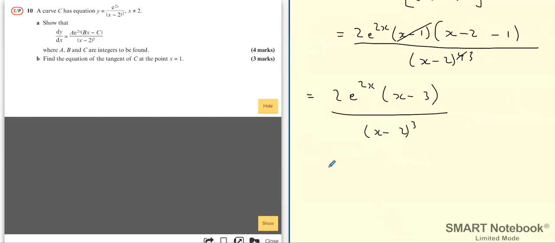So a is the coefficient of e to the 2x, so I'm saying a equals 2. b is the coefficient of x, which is 1. And c equals 3. Are you happy with that?